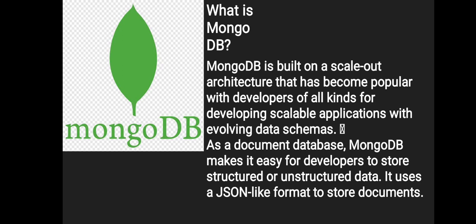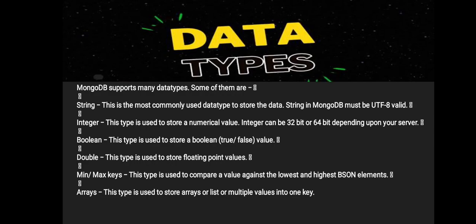Next we will talk about the data types that MongoDB supports. MongoDB supports many data types. Some of them are string, integer, boolean, double, min/max key, and arrays. String. What is string? This is the most commonly used data type to store data. Strings in MongoDB must be UTF-8 valid.